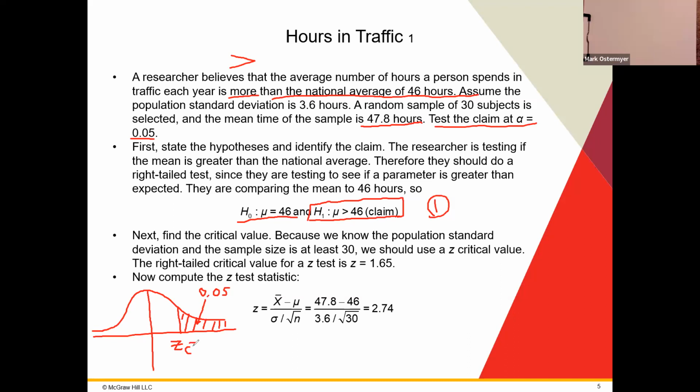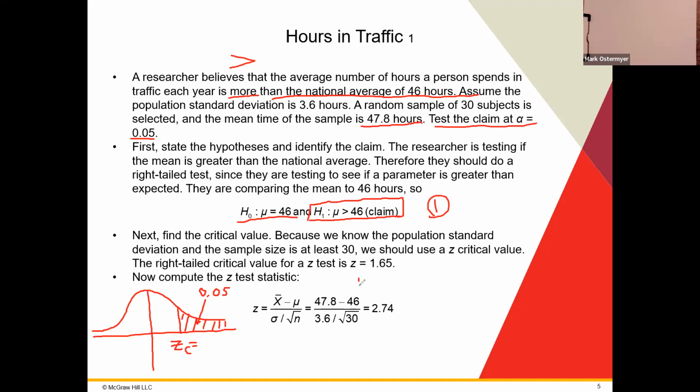How are we going to find this critical value? We would use our what function on our calculator? Would we use our normal CDF or inverse norm function? What do you think? Normal CDF or inverse norm? Inverse norm? Yep, the inverse norm finds critical Z values. The normal CDF finds probabilities or areas. We already know the area is 5%. We want to find this critical Z value here.